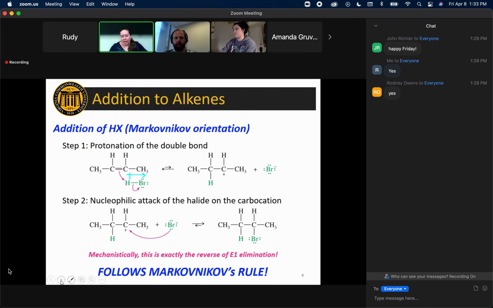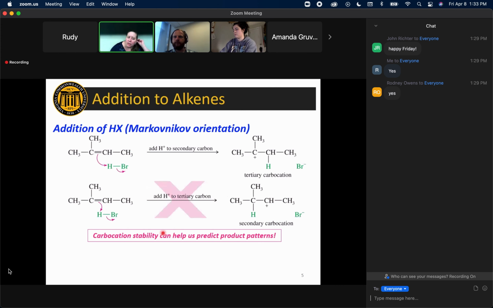So let me remind you again about Markovnikov's rule. In this example, we have an unsymmetrical alkene, right? We have an alkene that is more substituted on one side and less substituted on the other. And with all alkenes, we have two choices for where to add our electrophile. If we add it to the carbon on the right, as it's drawn here, we generate a tertiary carbocation because we've added our proton to the less substituted side.